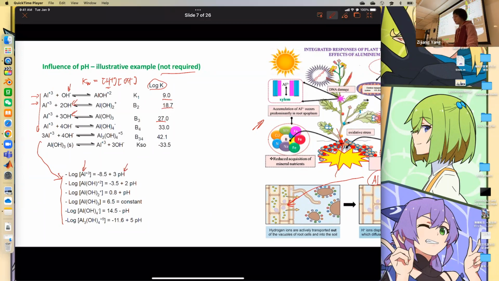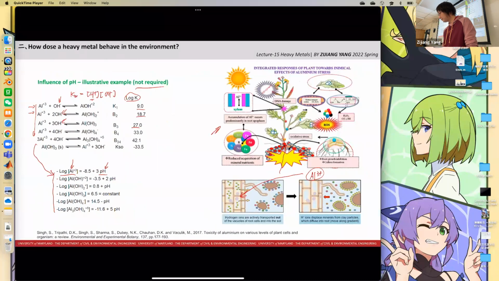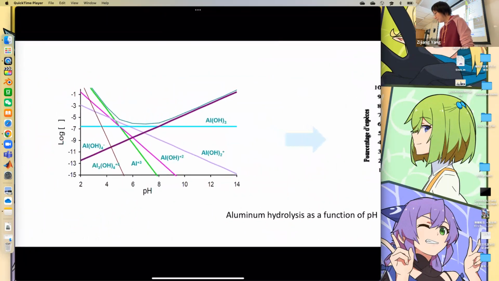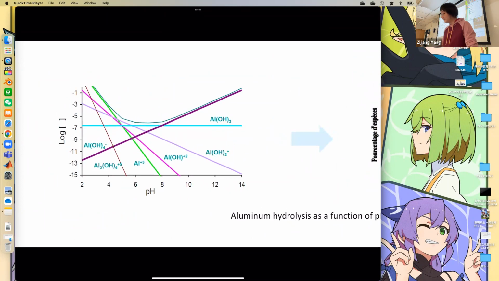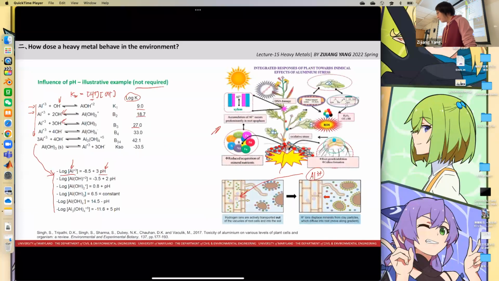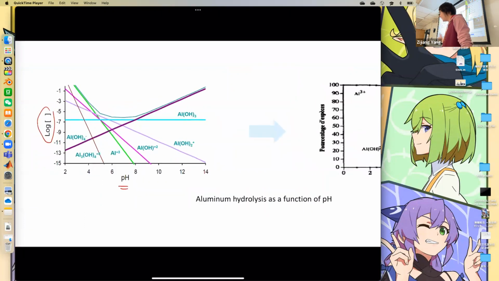So basically, we can construct the relation between the concentration of the pollutant and the pH. By having these relations, we can make a plot. This is the log concentration, and this is the pH. And we can see that because they are just linear functions, we have different lines, and each line represents a different species. But note that this refers to the concentration.